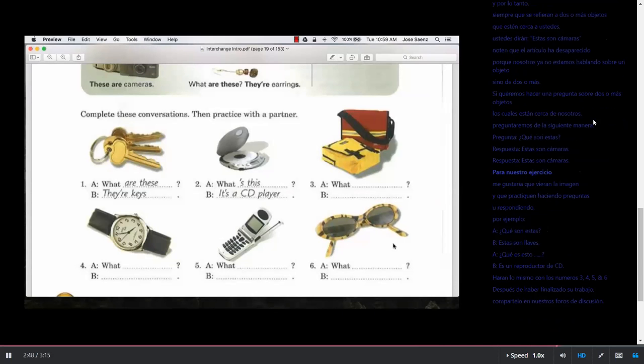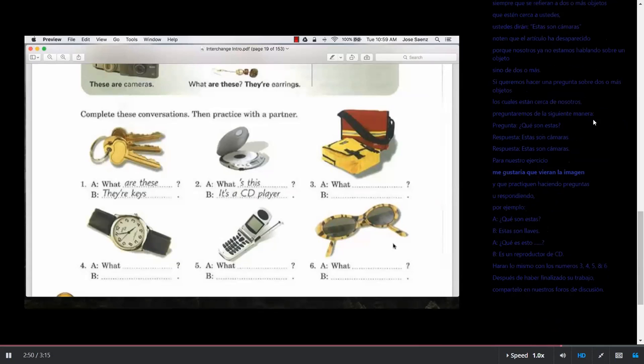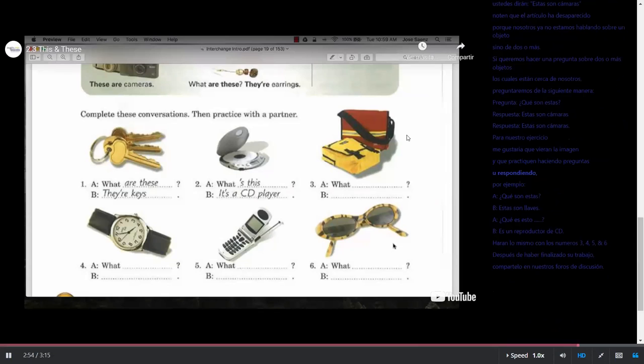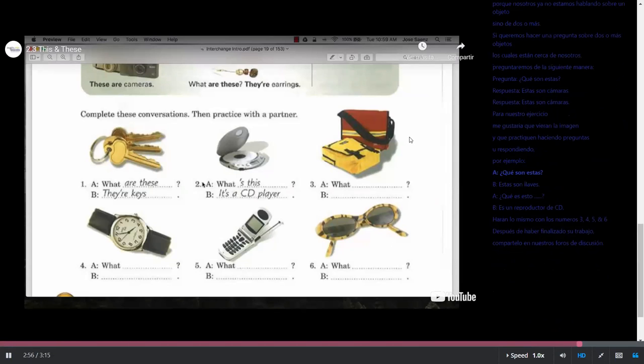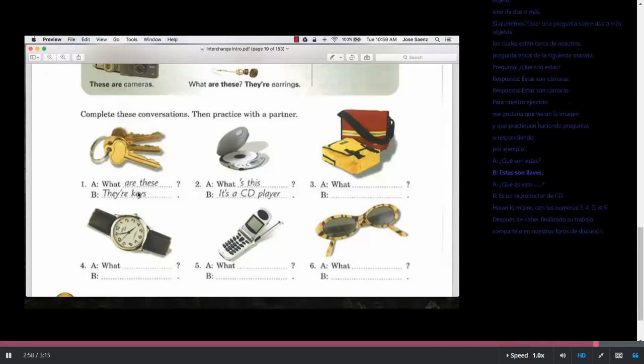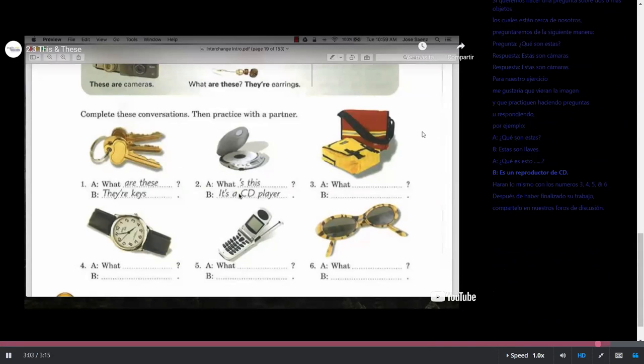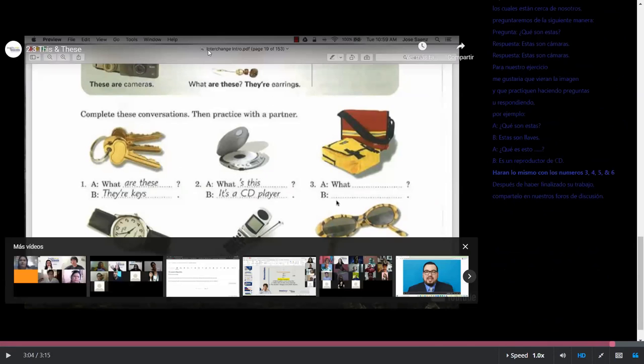For our practice exercise, I would like for you to look at the image and practice making questions and answers. For example, what are these? They're keys. What's this? It's a CD player. You're gonna do.